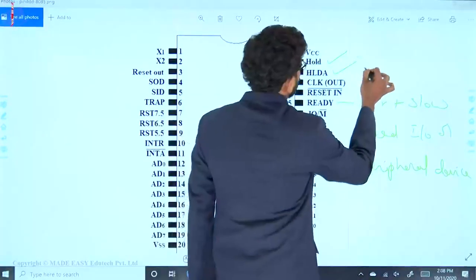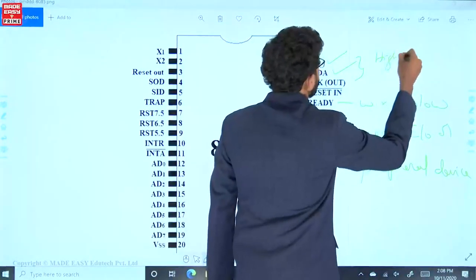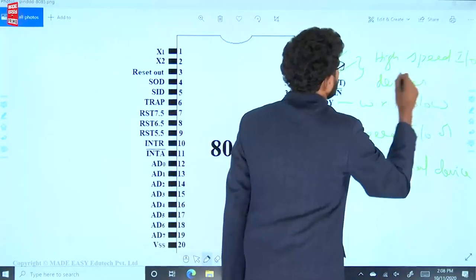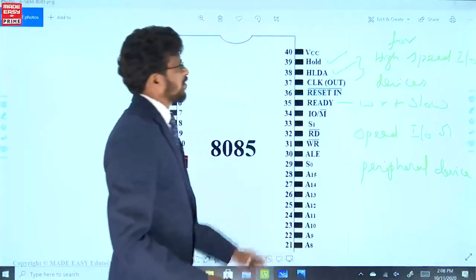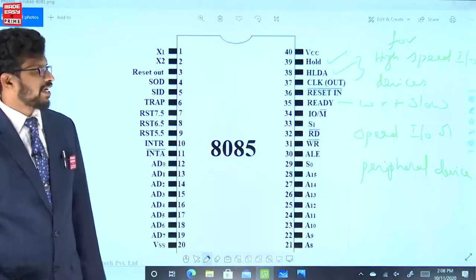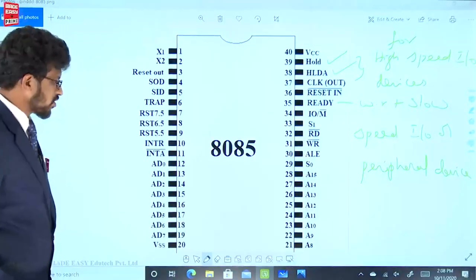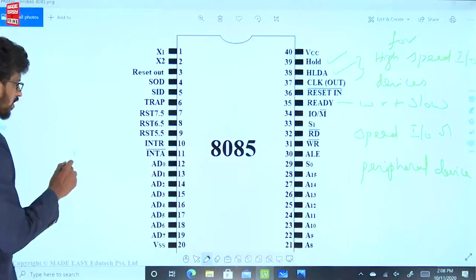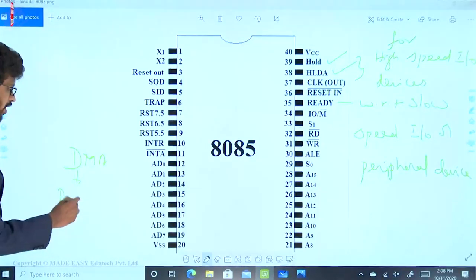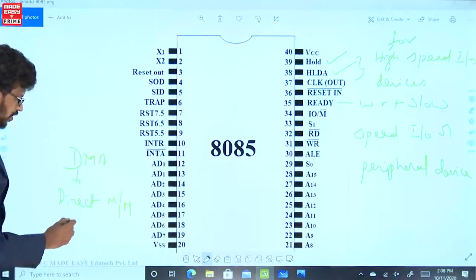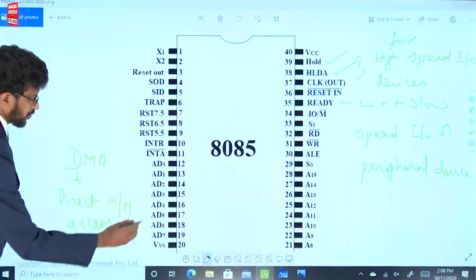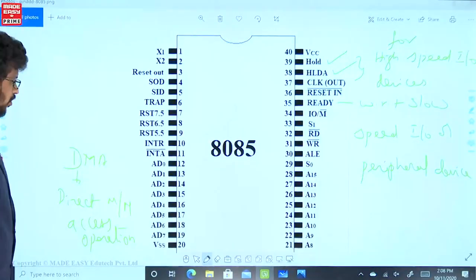So here, these are not slow speed, these are high speed IO devices. These are also important two signals which are meant for communicating with high speed IO devices. And one such operation is linked with high speed data transfer, that is called DMA, where DMA stands for direct memory access. Direct memory access operation.